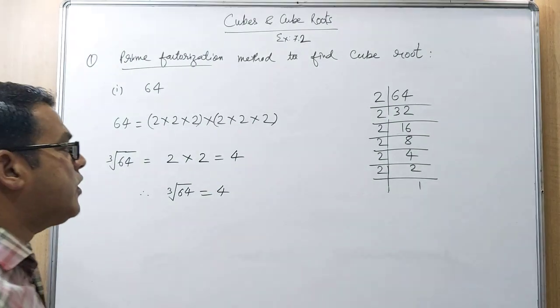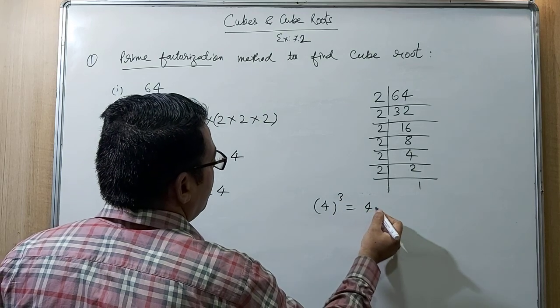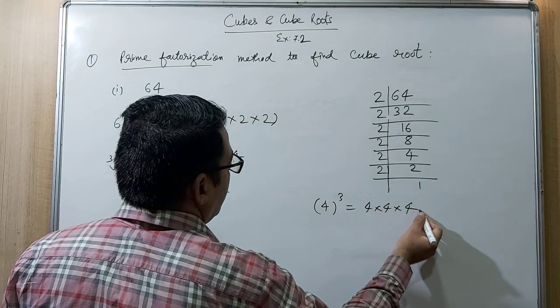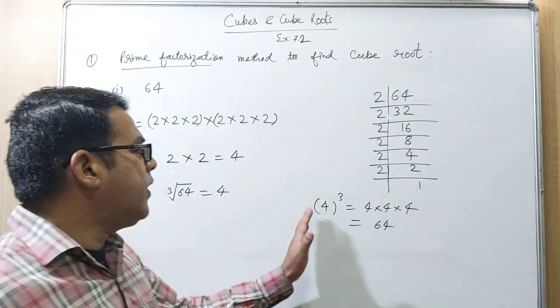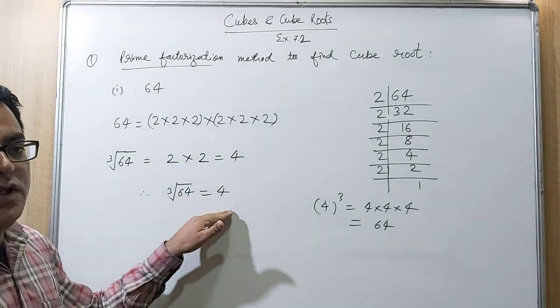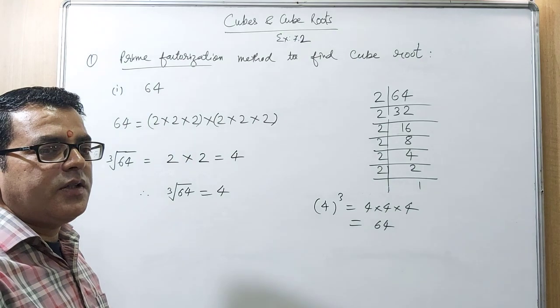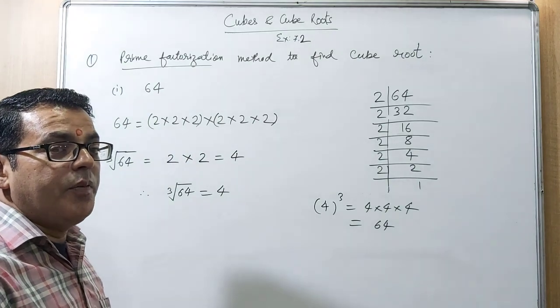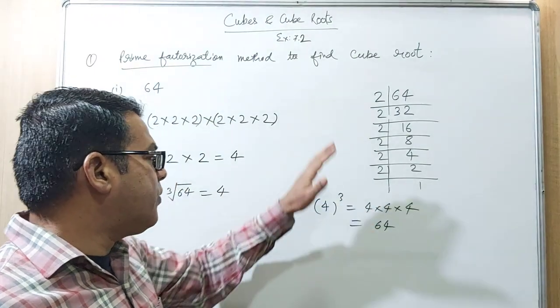You can also check it. If we find cube of 4, we can write as 4 into 4 into 4, that is 64. So cube of 4 is 64 and cube root of 64 is 4. As I discussed, cube and cube roots are just complementary to each other, just opposite to each other. So cube of 4 is 64 and cube root of 64 is 4. Hope you understand.